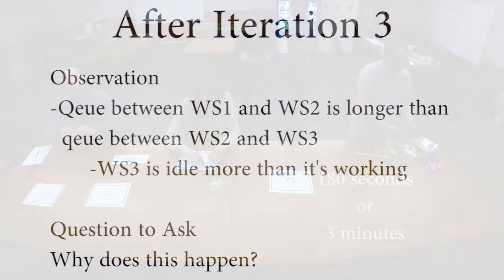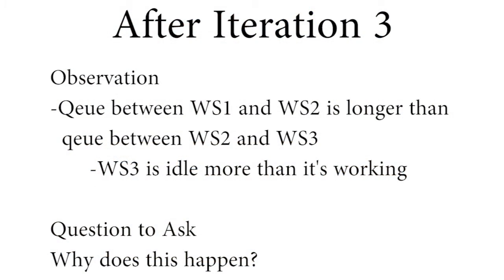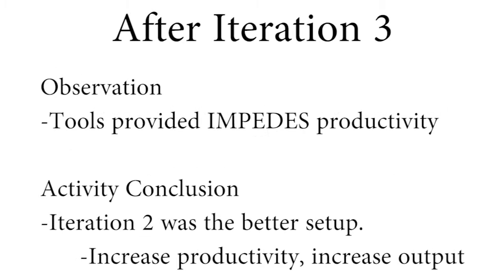After iteration 3 is complete, you'll notice that the queue between station 1 and station 2 is longer than the queue between station 2 and station 3. Operator 3 is often left waiting for work as the new tool impedes the second operator's time. Why does this happen? Upon further observations, you may discover that the tools provided are not helpful because the most amount of time spent at this step is not tying the string but placing the beads on.